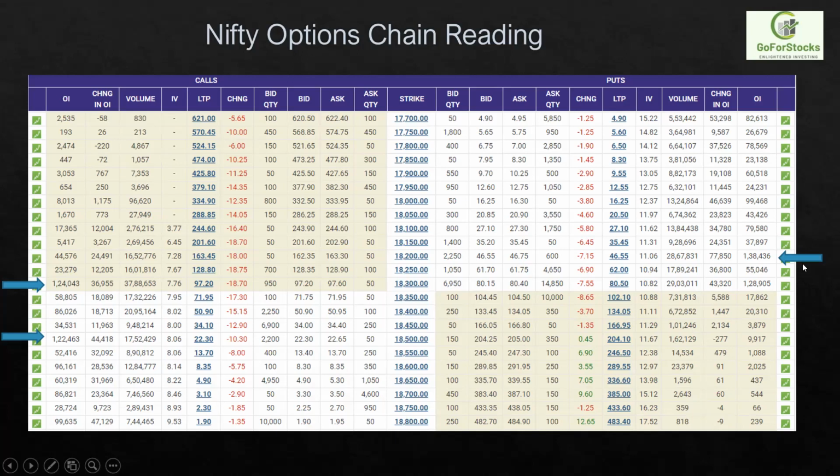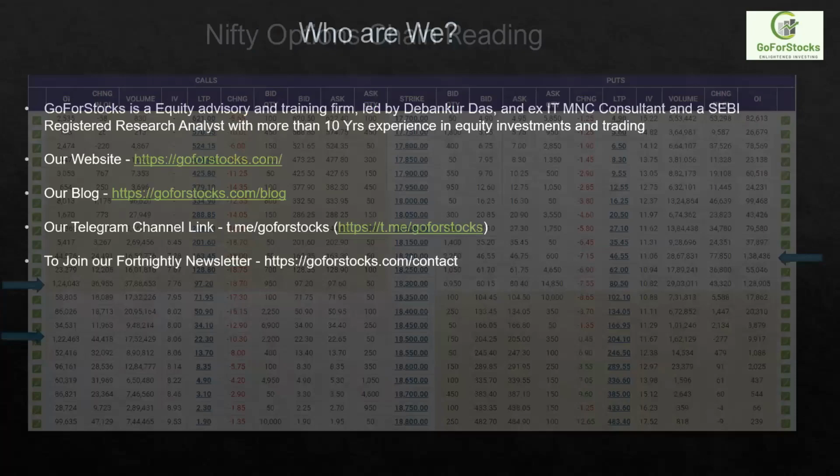So basically from the options chain reading, we can assume the analysis is that it is still bullish. The options chain data is bullish with strong support at 18,200, with decent support at 18,200.